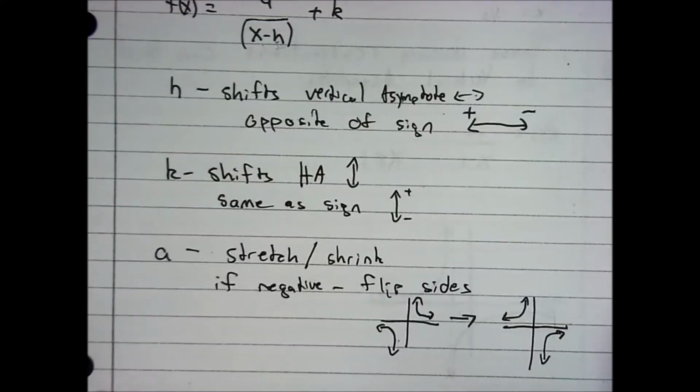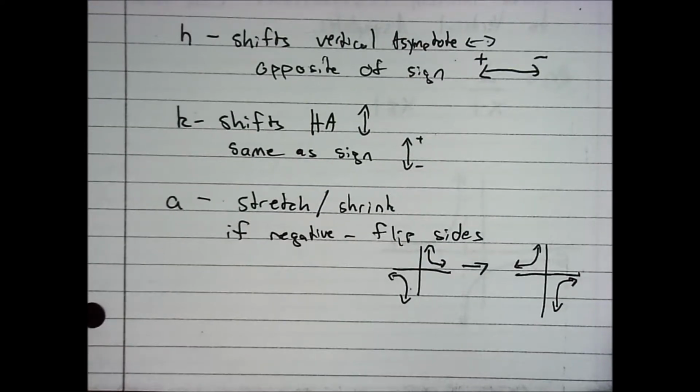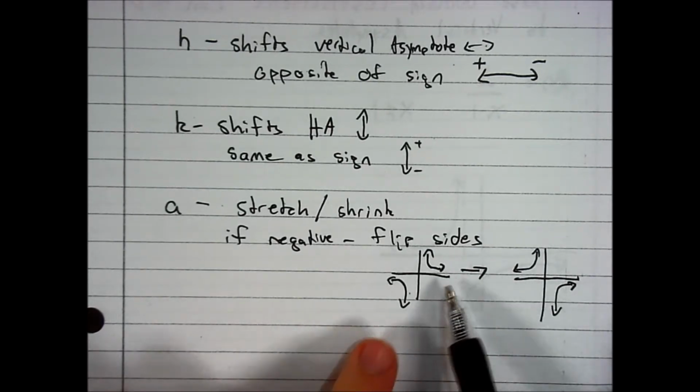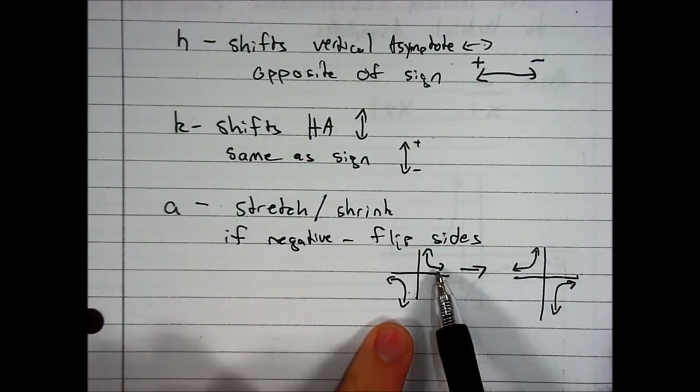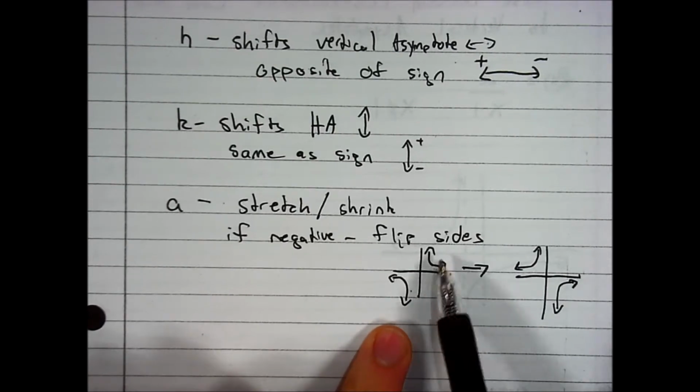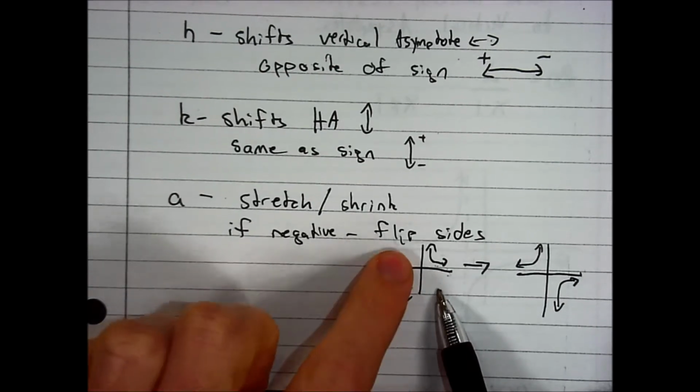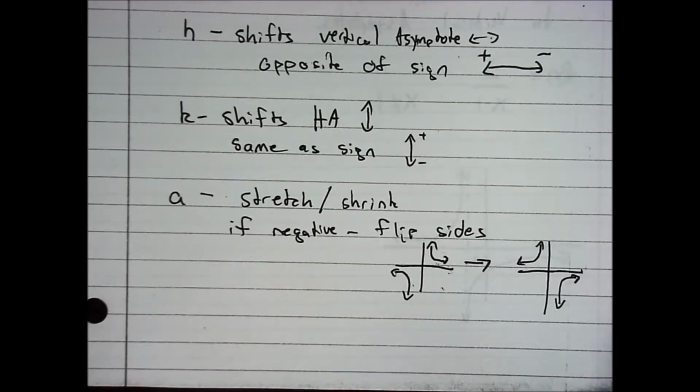And that A on the top is going to be our stretch or our shrink. It's going to stretch things out or squeeze them down. But the biggest thing that you'll notice from that is if it's a negative, it's going to flip everything. Okay, so this is how it would normally look. If that A was a negative on the top, it's going to flip this down to the bottom and this up to the top. Alright?